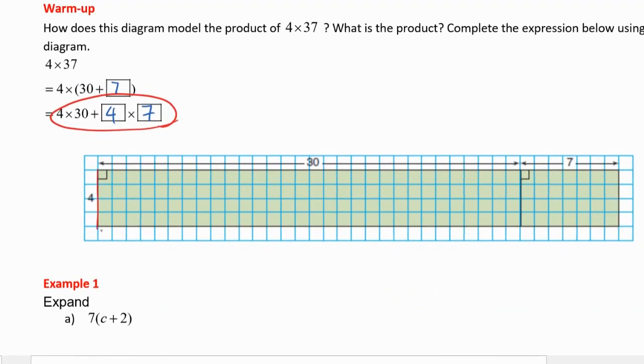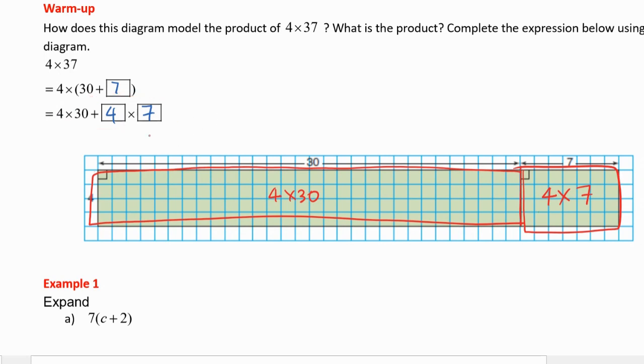Because when you find the area of the rectangle, you can split it into 2. So find the area of this rectangle, which is 4 times 30, and find the area of this smaller rectangle, 4 times 7, okay? And add them up. This is another way of finding the area of the rectangle.